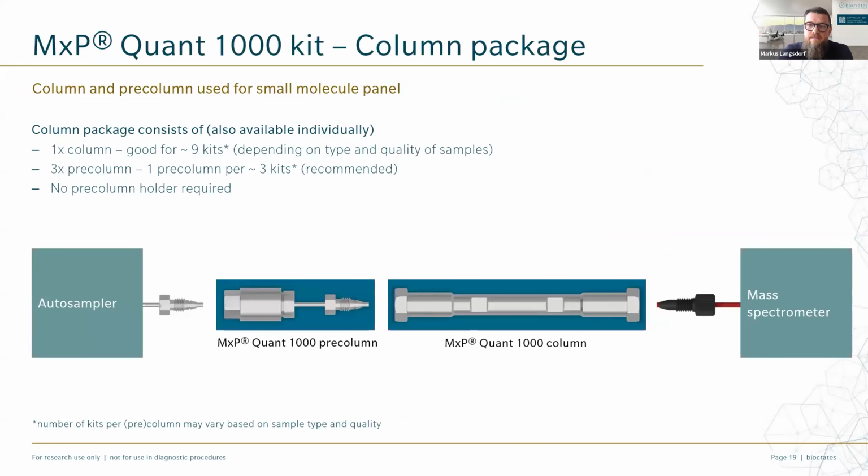In addition to the kits, we also provide the analytical column and pre-column that is available separately to the kits and required to analyze the small molecule panel. So it's a column that is good for approximately 9 to 10 kits, depending on the type and quality of samples, of course, and the pre-column. You can also order a column package consisting of 1 column and 3 pre-columns. And the good thing here is that this setup requires no further holder for the pre-column.